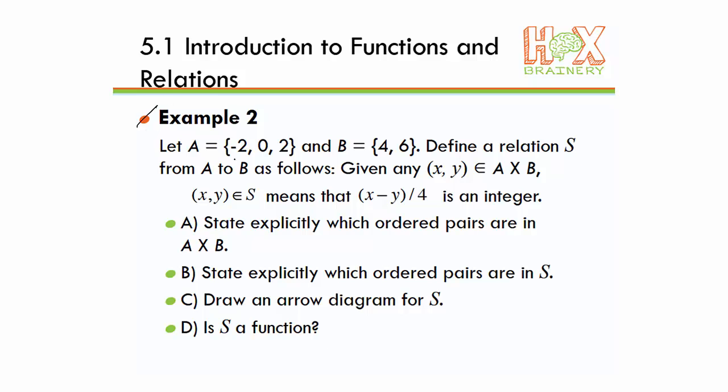Example 2. Let A be the set containing elements -2, 0, 2, and B be the set containing elements 4 and 6. Define a relation S from A to B as follows. Given any ordered pair (x, y) in the Cartesian product A cross B, the ordered pair (x, y) is an element of the relation S means that (x - y) divided by 4 is an integer. All right, we're going to start by stating explicitly which ordered pairs are in the Cartesian product A cross B.